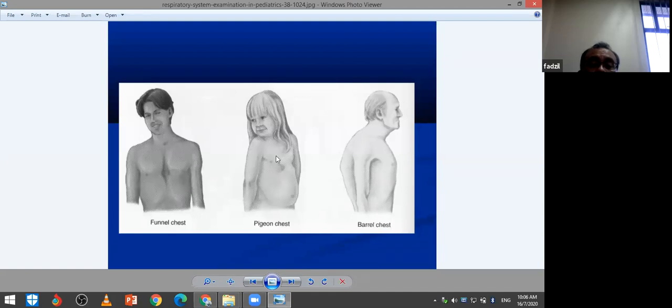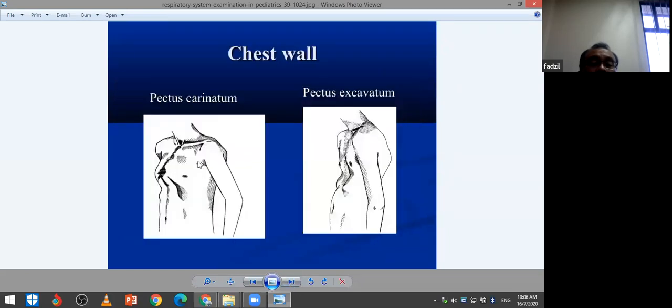Pigeon chest can be congenital. This is the pectus carinatum. This is a pectus excavatum. It can be bone deformity, or it can also be lung deformity, but many cases are congenital. Pectus carinatum, excavatum. Severe asthma can cause you pectus carinatum. So this is the shape of the chest wall.